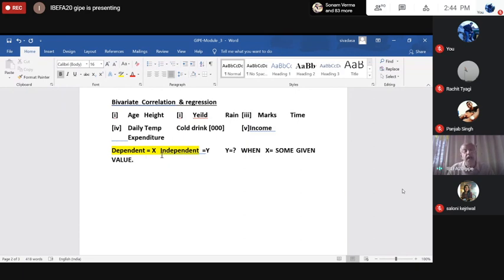In all these examples, your dependent variable Y will be a function of another variable X, is the mathematics. If I denote Y as the height, then in mathematics height is equal to a function of age.